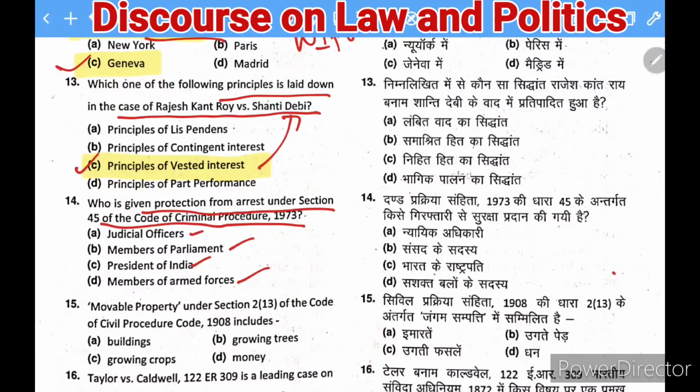Which is the right answer? It is the question from the arrest. So the right answer of this question, who is protected, is the members of armed forces.